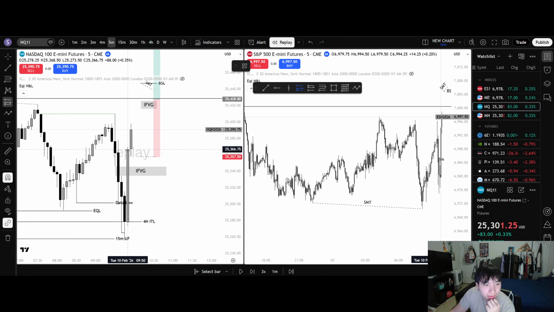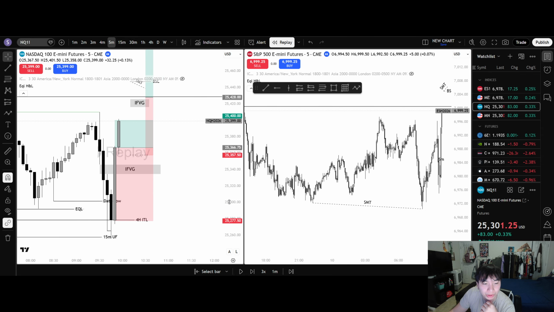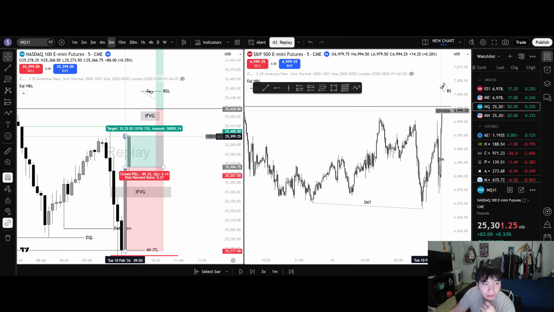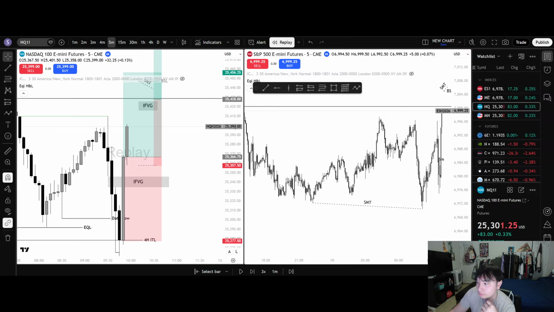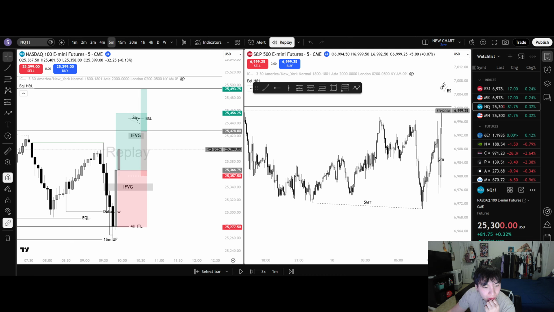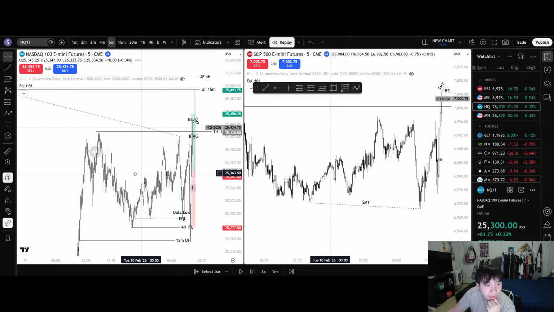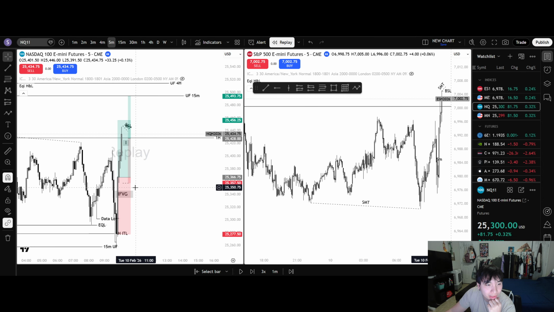Just there, we go. Stop loss above the body, or below the body of the swing low, and then we target a good 1-to-1, as you can see here. And then what does price do? We go up.